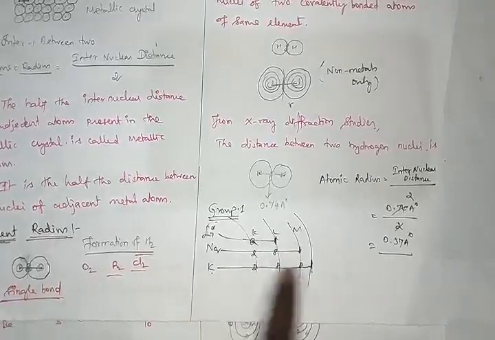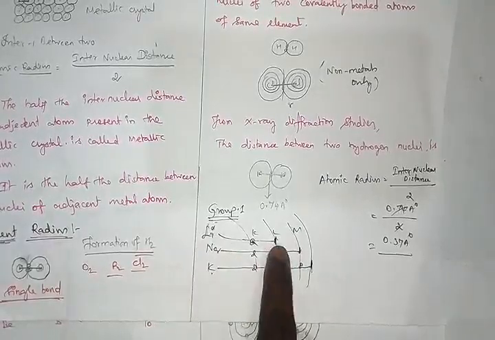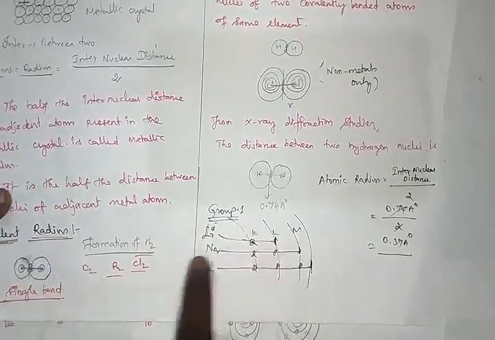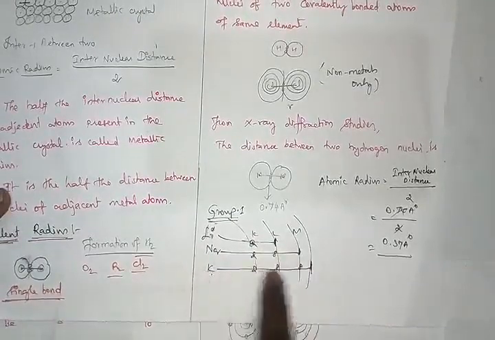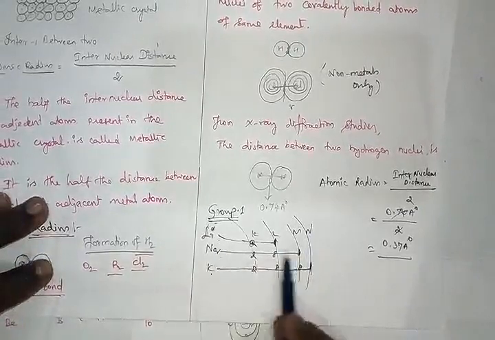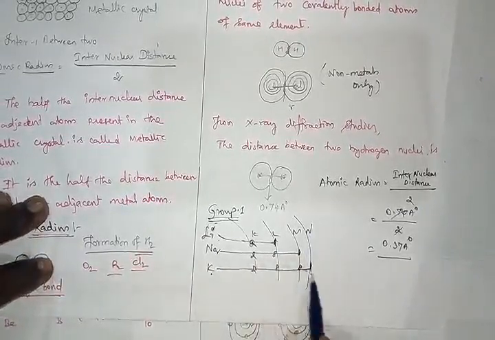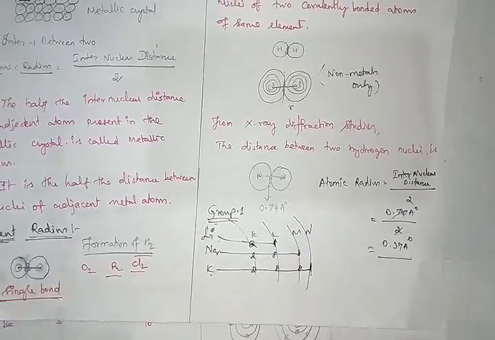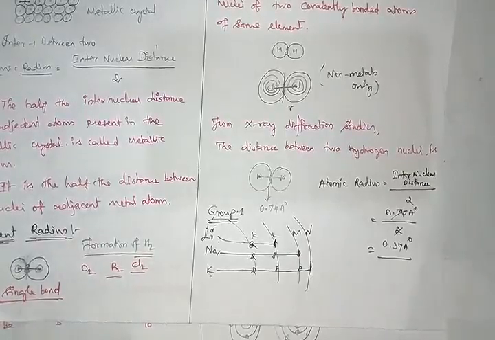Because when you draw this diagram, we can easily say, lithium's outermost shell is in the L shell, whereas sodium is in the M shell, whereas potassium is in the N shell. So if you draw a line from the center of the atom, you will understand the distance from the nucleus increases when you go down the group. Got it? Now let us go to the next one.